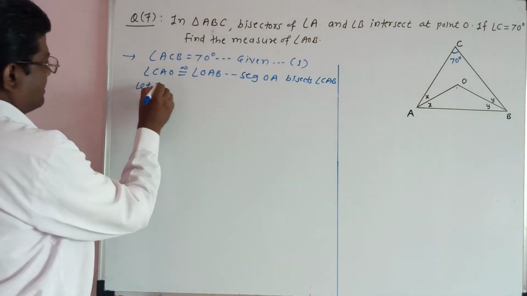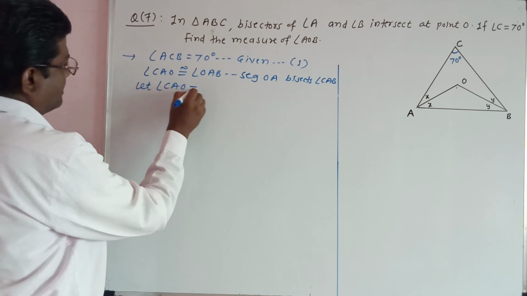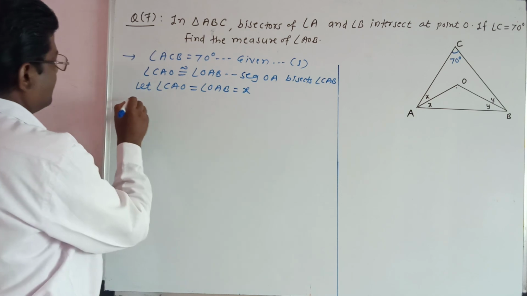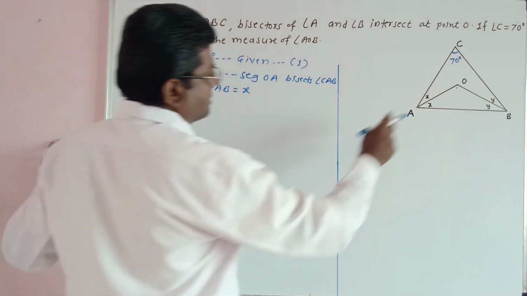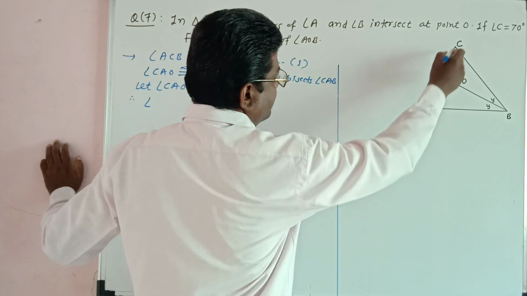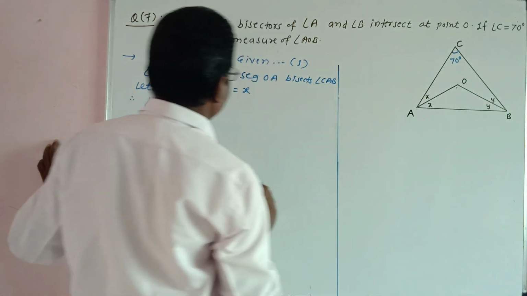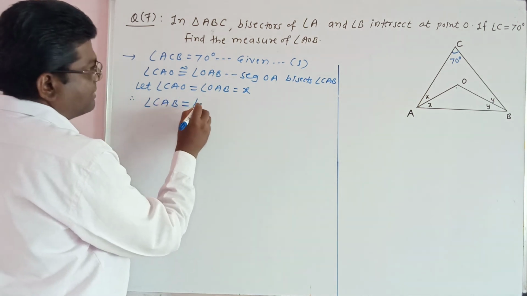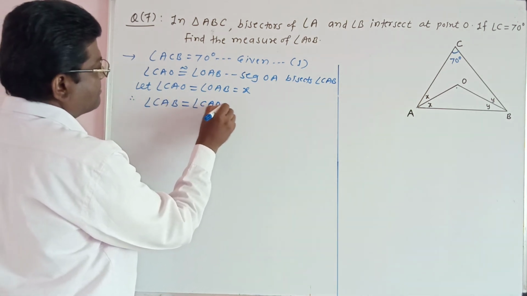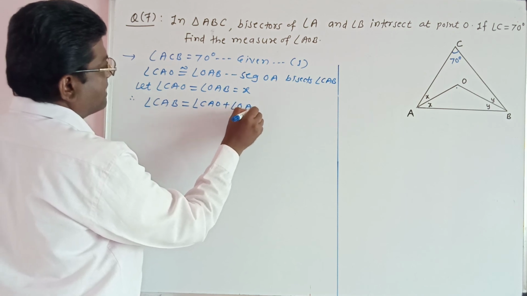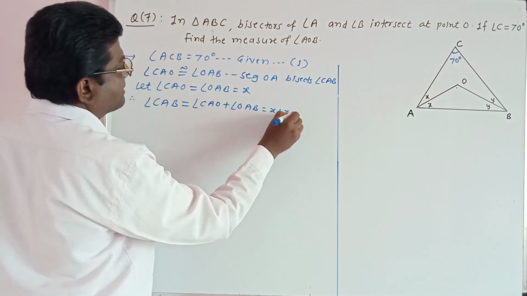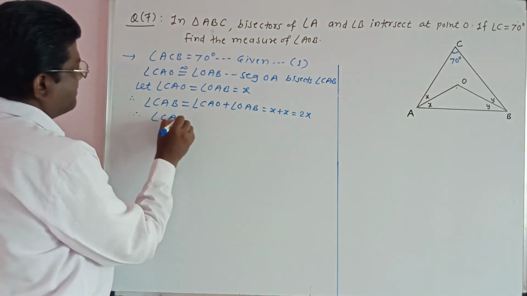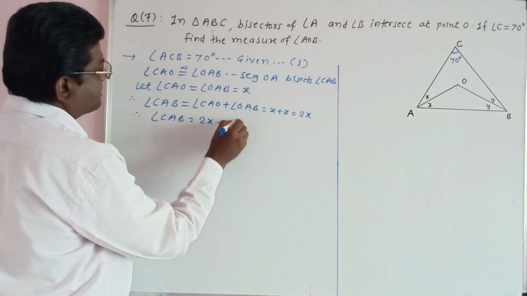Now let angle CAO is equal to angle OAB is equal to x. Therefore, these two angles are equal, each x. Therefore, angle CAB is equal to 2x. Angle CAB is equal to angle CAO plus angle OAB is equal to x plus x is equal to 2x. Therefore, angle CAB is equal to 2x. This is equation number 2.